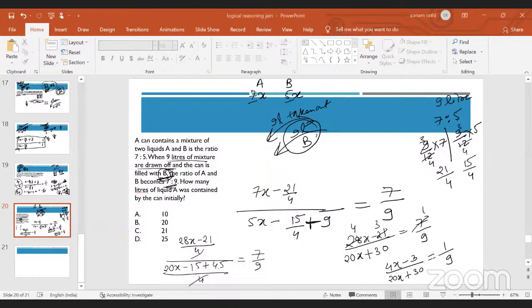X is equal to how much are you getting? X value. X is equal to 3, right? When you solve it, you will get x is equal to 3. Okay, now read the question. What are they asking you in the question? How many liters of liquid A was contained by the container initially? So how much is A? 7x. So 7 into 3, 21 is the answer.